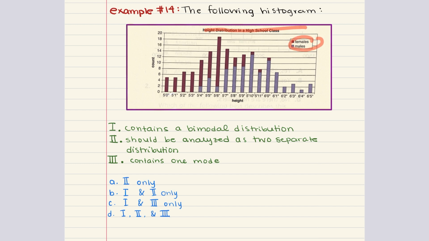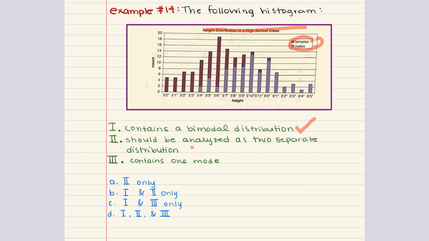From the data, it's clear that the distribution is bimodal. A bimodal distribution occurs when there are two distinct peaks in the data. In this case, we see a distinct peak around here for the females and a distinct peak over here for the males. And these two peaks suggest that the data is composed of two overlapping groups, male and female students. So statement 1 is correct.